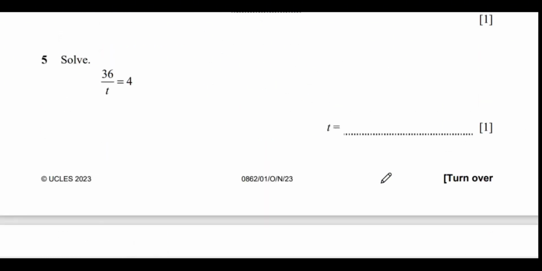The next one is a little equation given to us, which is represented in fraction. So whenever you have a fraction, I always advise you to make both sides of the equation a fraction.